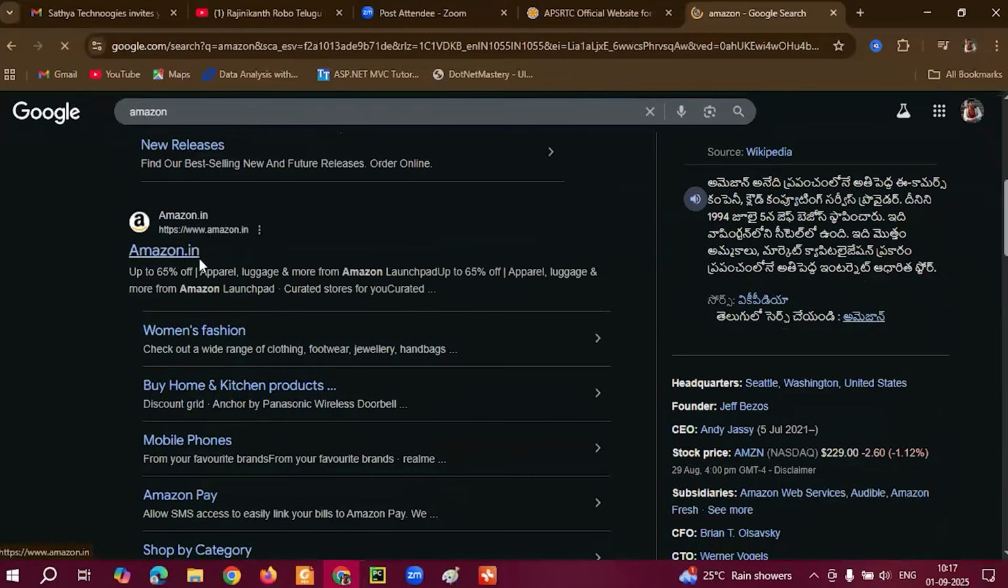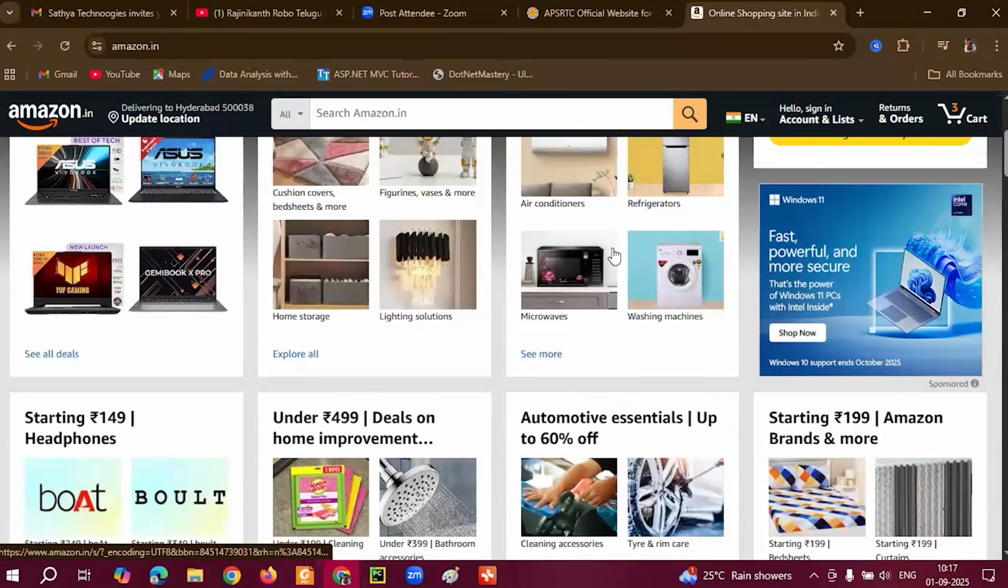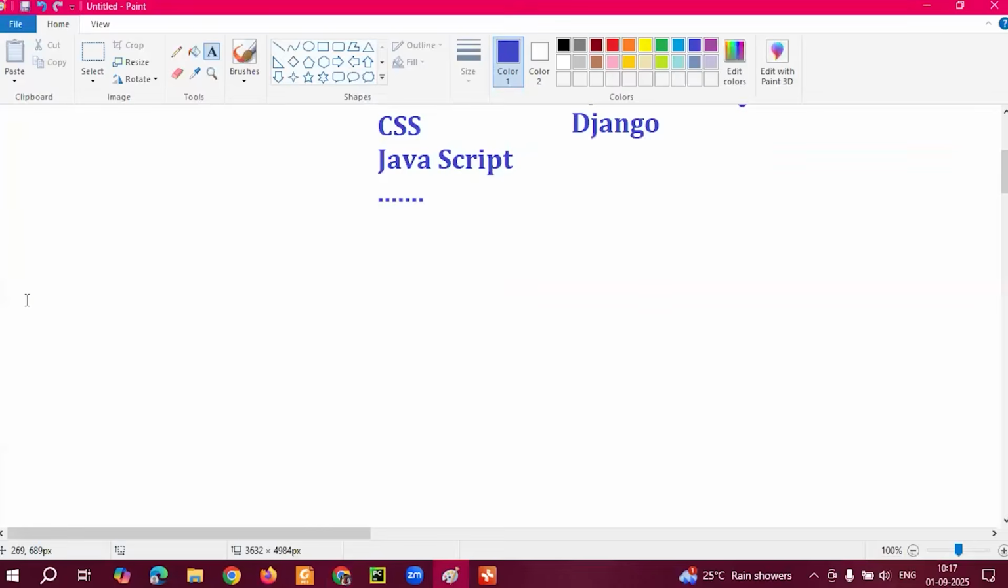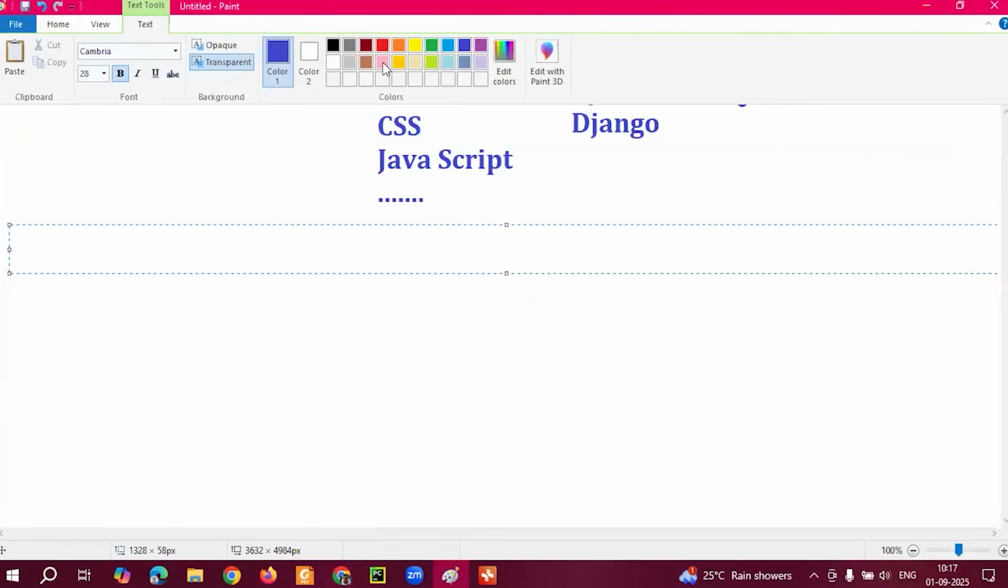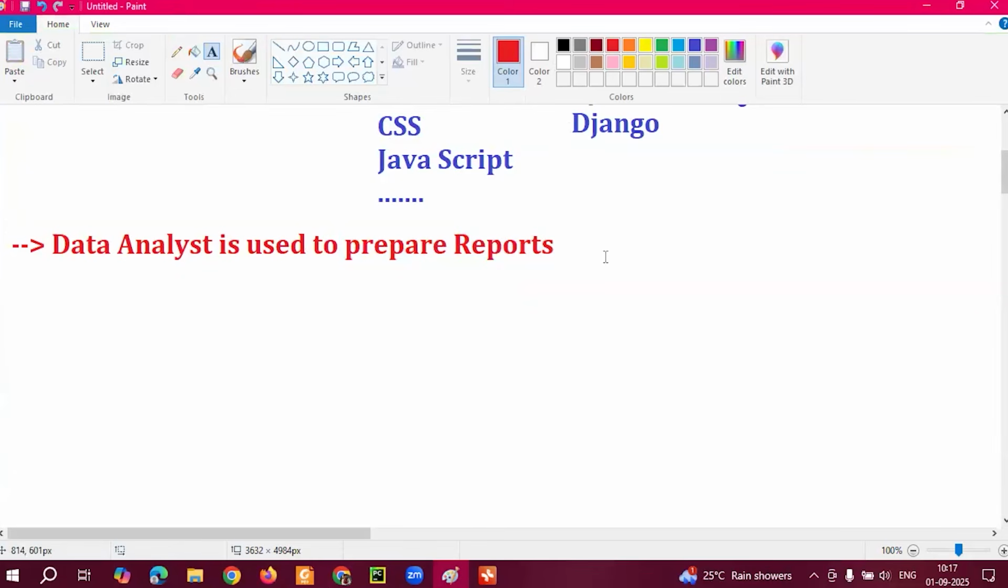What did we do, sir? We opened Amazon, then we placed an order for a certain item. So all the data is stored. When our data is stored, what is our next target? Who will enter the picture? The second candidate is called the data analyst. The data analyst came into the picture. Sir, what is the main purpose of a data analyst? A data analyst is used to prepare reports. If you want to prepare reports, go for what? Data analyst.